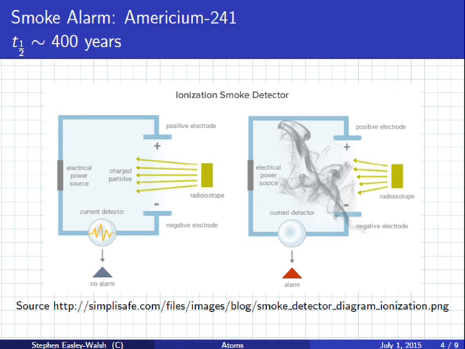When smoke goes inside the alarm, yes, and the alpha can't get inside the alarm. Yes, you need the verb here. Yeah, it stops the ionization. You know this word? Yes, yeah. It stops the ionization between the negative and the positive plate. Yeah, the yellow is the alpha.